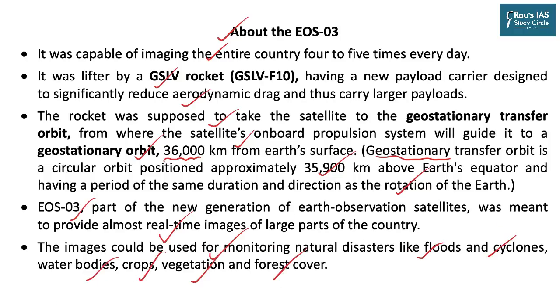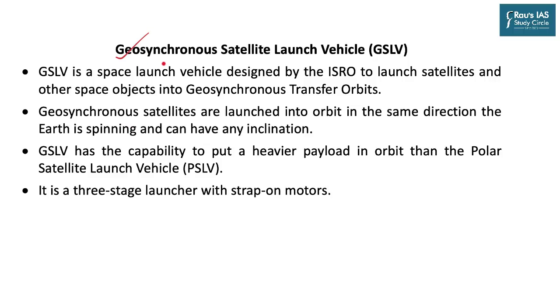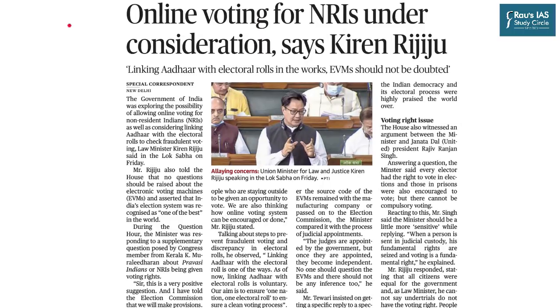and forest cover. Moving on to GSLV, or Geosynchronous Satellite Launch Vehicle. GSLV is a space launch vehicle designed by ISRO to launch satellites and other space objects into geosynchronous transfer orbits. They are launched into orbit in the same direction the Earth is spinning and can have any inclination. GSLV has the capability to put a heavier payload in orbit than PSLV, and it is a 3-stage launcher with strap-on motors. Next news which we have taken appears on page number 8.